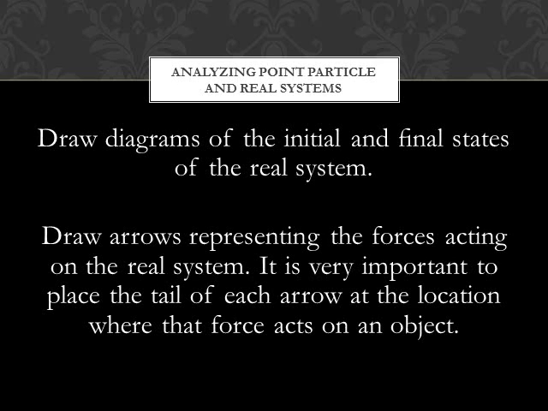Okay, so now we have to look at the real system to help us figure out some more answers. We're going to do that by drawing a diagram of the initial and final states of the real system. We're going to draw the arrows representing the forces acting on the real system. It is very important to place the tail of each arrow at the location where the force acts on an object.